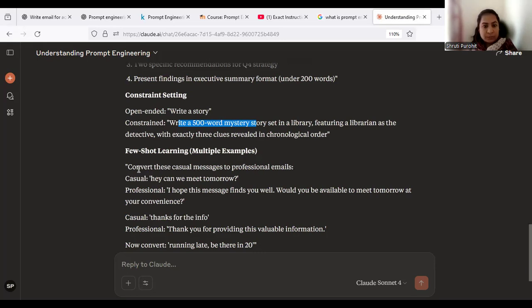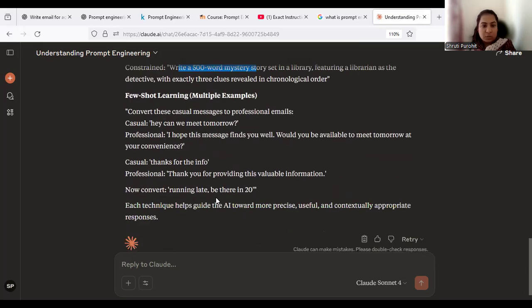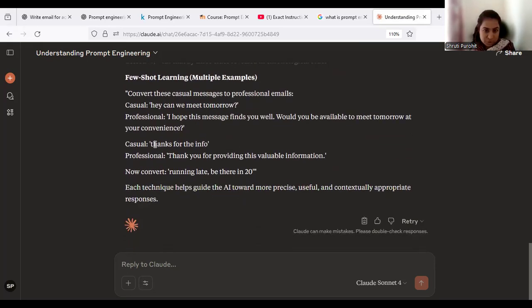Okay, few-shot learning. Convert these casual messages to professional emails. Casual: "Hey, can we meet tomorrow?" Professional: "I hope this message finds you well, and would you be available to meet tomorrow at your convenience?" Again, casual: "Thanks for the information." Professional: "Thank you for providing this valuable information." Now convert this: "Running late, be there in 20 minutes." So this is one kind of assignment. Have you understood the assignment? And go ahead, just convert this one-shot prompt into a proper constrained prompt.